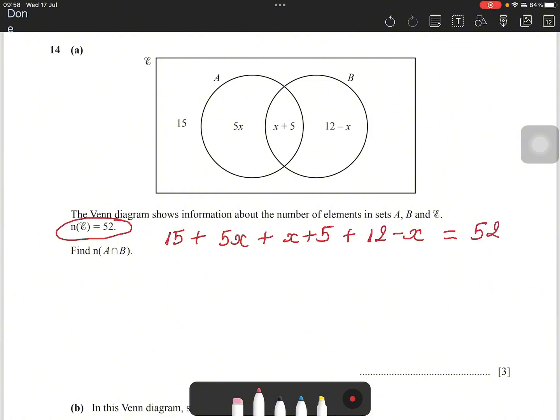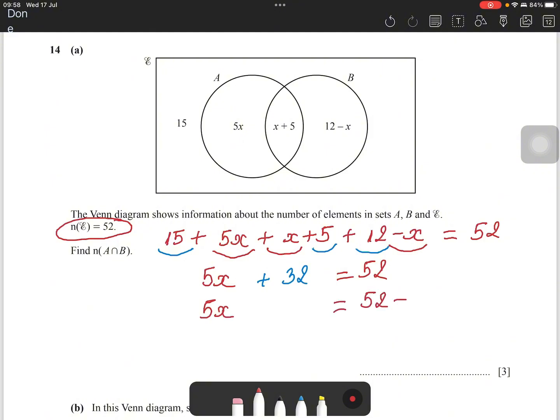Now, we will simplify this. 5x plus x is 6x. 6x minus x is 5x. And then 15 plus 5 is 20. 20 plus 12 is 32. So 5x plus 32 is equal to 52. Now we subtract both sides by 32. So 52 minus 32 is 20. Now we divide both sides by 5. So 20 divided by 5 is 4.